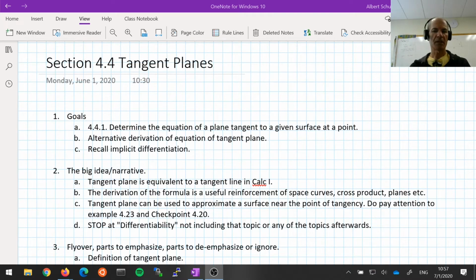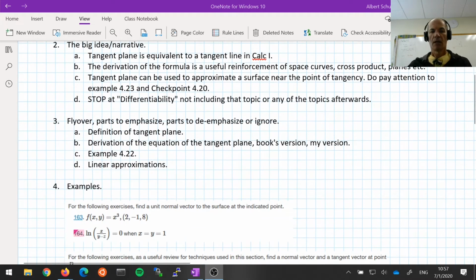I want you to pay attention in particular to example 4.23 and checkpoint 4.20. We're not going to do this whole section. We're going to stop at the differentiability section, and we're not including that section or any of the topics afterwards. Okay, let's begin the flyover.